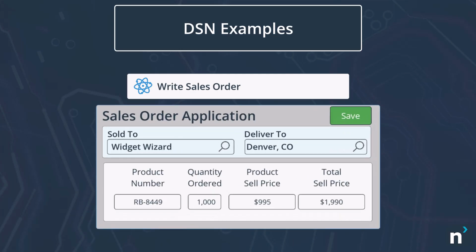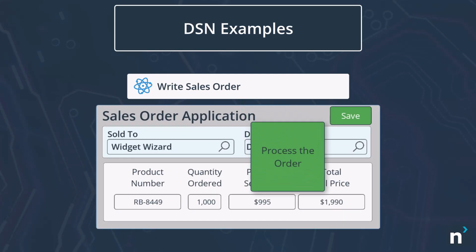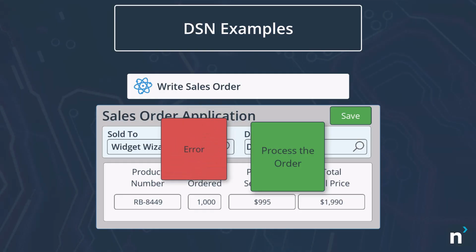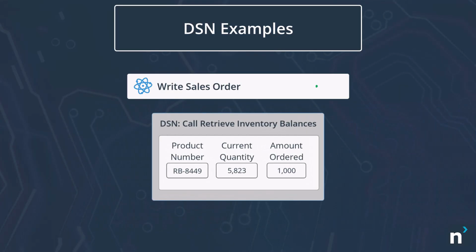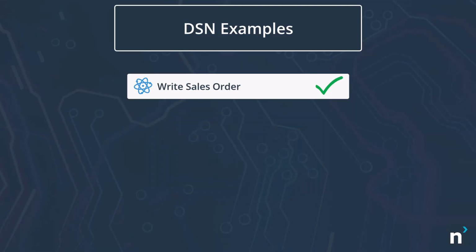If enough inventory exists, the write sales order logic block will process the order. If there is not enough stock to fulfill the order, the logic block will put the remaining amount on backorder, and the user will be notified. Once the logic is complete, the DSN ceases to exist.